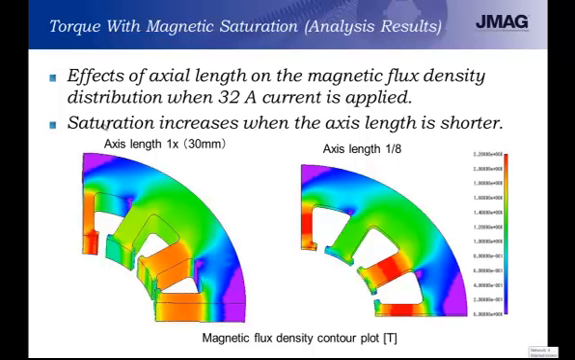The effects of the axial length on the magnetic flux density distribution are shown when 32 amps of current is applied to the coil windings. We can see that saturation increases as the axial length is shorter. In our benchmark model of 30 millimeters, the average tooth flux density is about 1.8 Tesla. But in our model that has 1/8 the axial height, the average tooth flux density goes to 2.2 Tesla. So the tooth flux density increases significantly due to the effects of leakage.